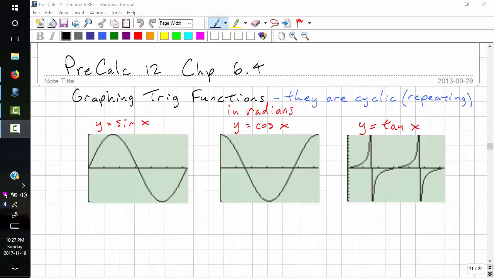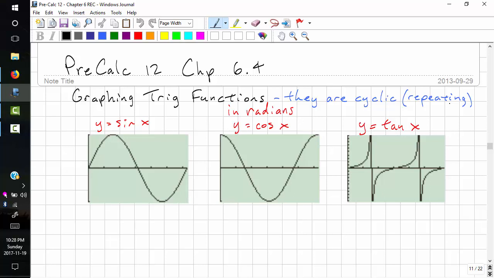This is PreCalculus 12, Chapter 6.4. We're going to be looking at graphing trig functions, and we want to keep the idea that they're cyclic. That means they repeat. They go in cycles, and it's best to use radians.